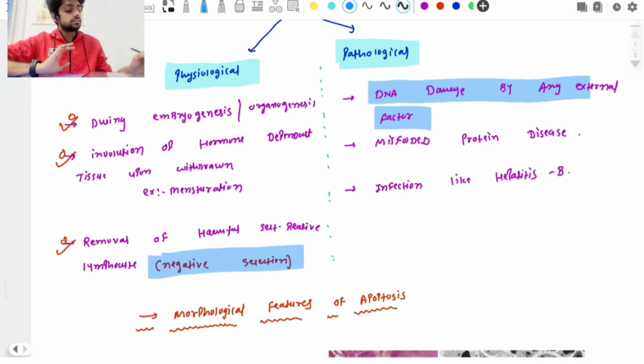Another is the accumulation of misfolded proteins. If too many misfolded proteins accumulate in the cytoplasm, it can lead to disease. To prevent this, the cell will undergo apoptosis. And the last example is infections like hepatitis B.